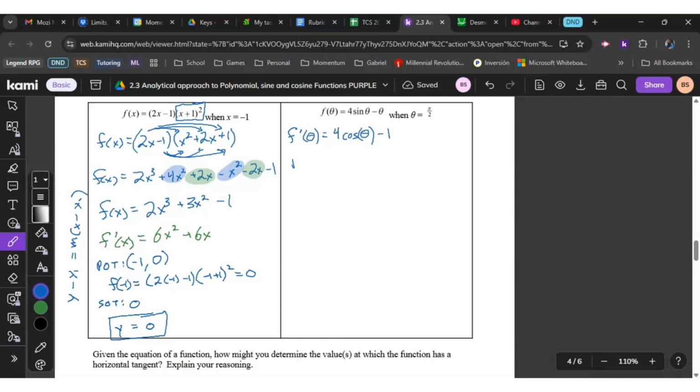Then I need to find my pot and sot. So my pot is going to be pi over 2. And I need to plug pi over 2 into this. What is sine of pi over 2, guys? If I find f of pi over 2, that's going to be 4 sine of pi over 2 minus pi over 2. What's sine of pi over 2? What is sine of pi over 2? Look at the unit circle on the wall.